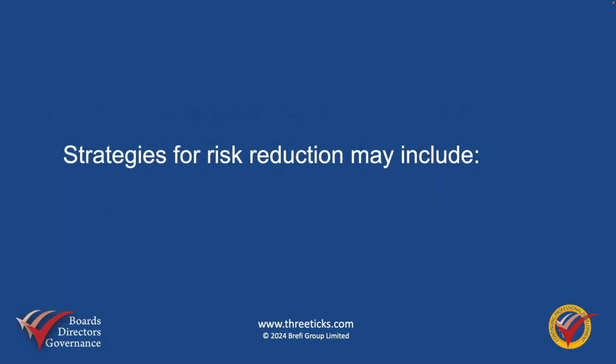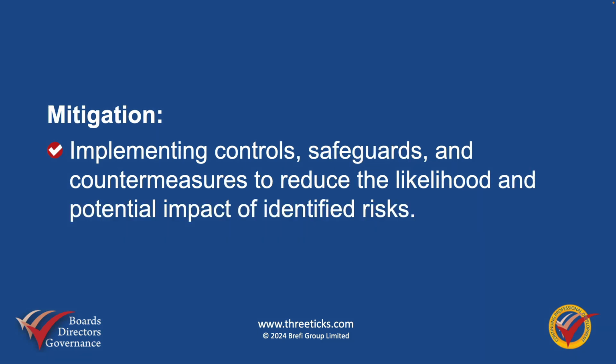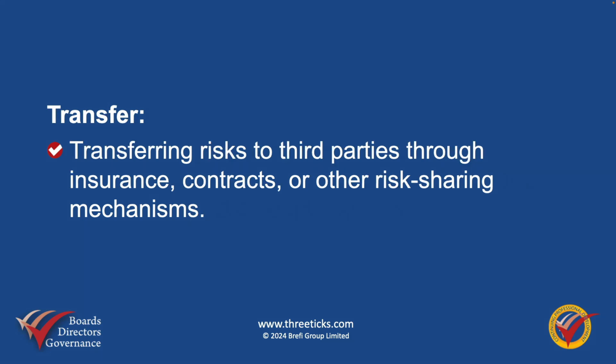Strategies for risk reduction may include avoidance, eliminating activities or processes that pose significant risks to organizational objectives. Mitigation, implementing controls, safeguards and countermeasures to reduce the likelihood and potential impact of identified risks. Transfer, transferring risks to third parties through insurance, contracts or other risk-sharing mechanisms.